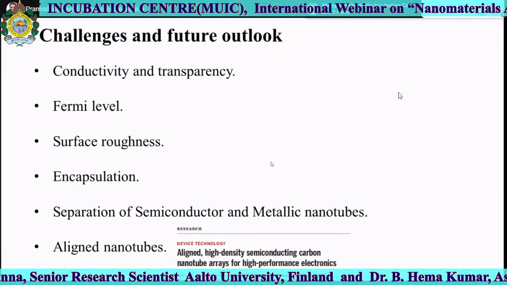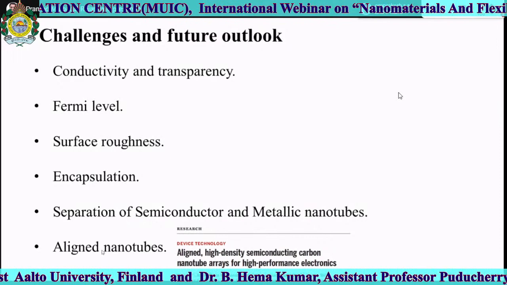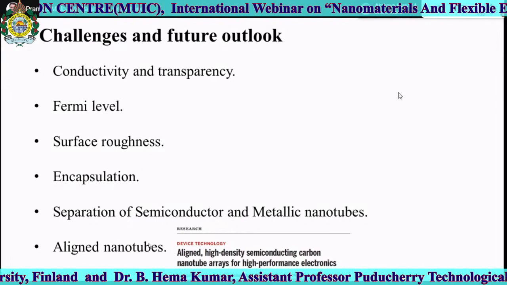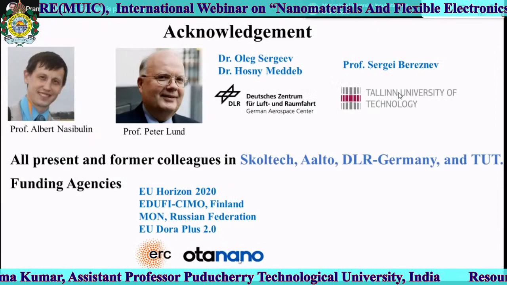One of the approaches which was recently shown in Science just last year, and they happen to be our collaborators, is the alignment of these carbon nanotubes. I showed you a randomly oriented network, but if you are able to align it in a specific unidirectional way, probably we can get rid of a lot of the junction resistance, and that is what is being shown here. And finally, this is the future outlook.